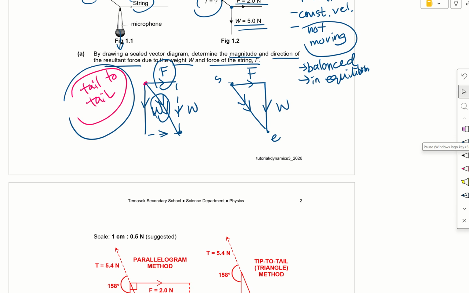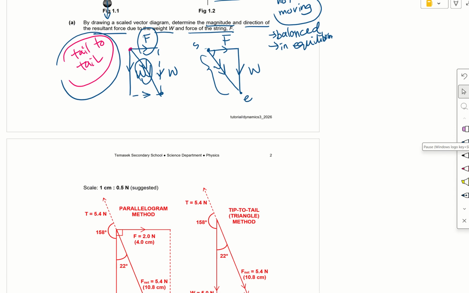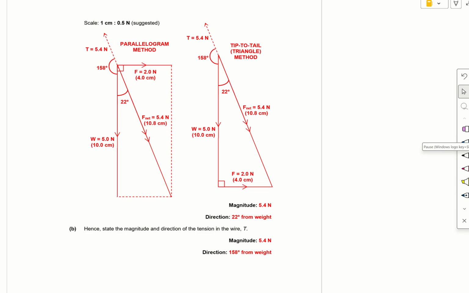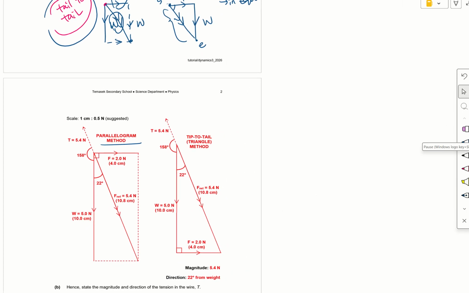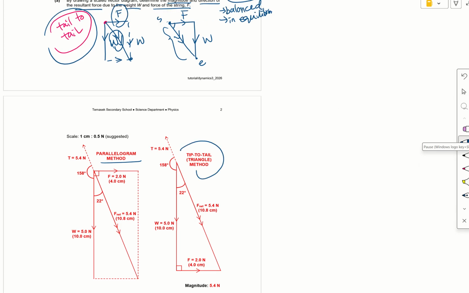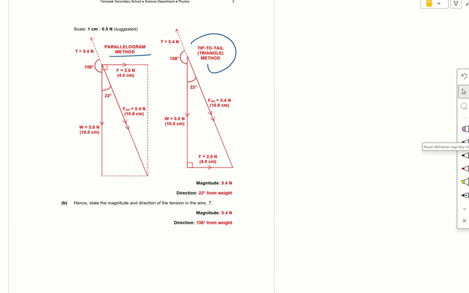So now you can actually measure the length of this double arrow, and that will be the magnitude, and then the direction will be using F as a reference. So this is the answer. This is by the parallelogram method, something like what I have drawn above, and this is by the tip to tail method or the triangle method. So you get 22 degrees from weight. So please try it out.